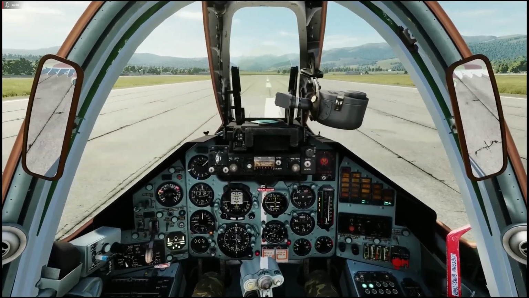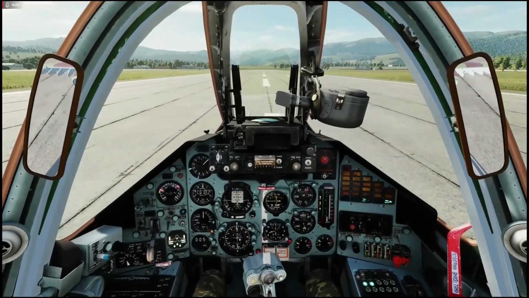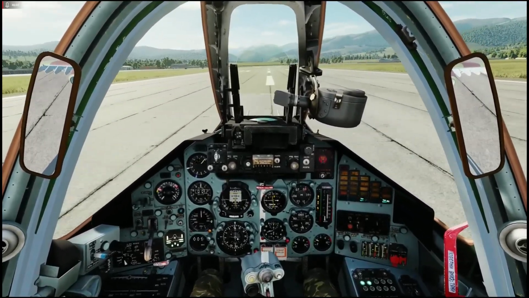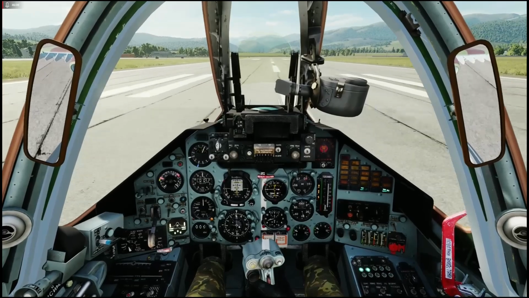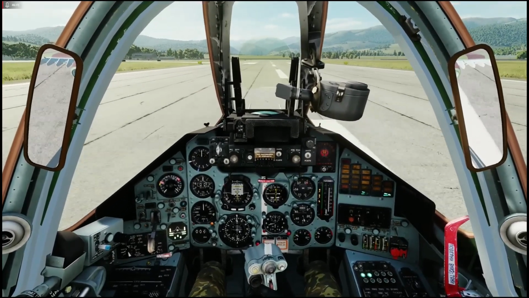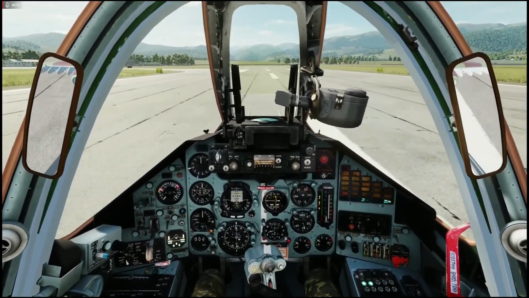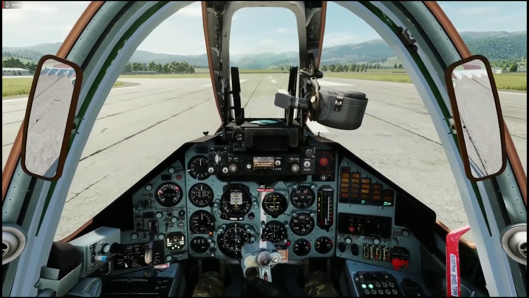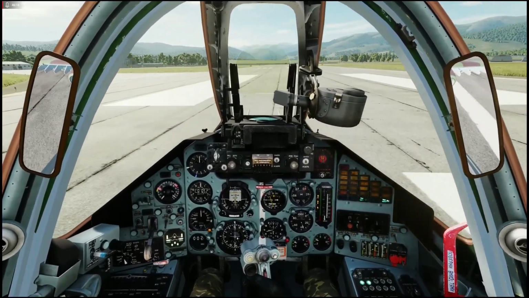Whoop. Sweet. Speed at 200. Apply brakes. Brake shoe. Easy on the throttle. Brake shoe is off. Release brakes.